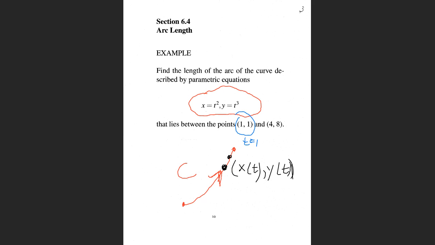Because 1 squared is 1. That's the x coordinate here, right? And y is t cubed, so 1 cubed is also 1. So clearly, t equals 1 helps you begin. Now, let's talk about the endpoint here, (4, 8). What would t be there for the coordinate (4, 8)? Good, Yonatan. t would have to be 2.